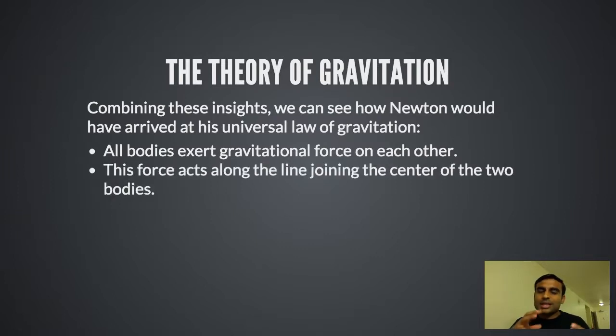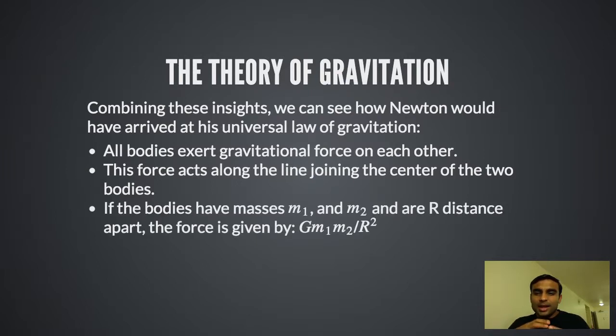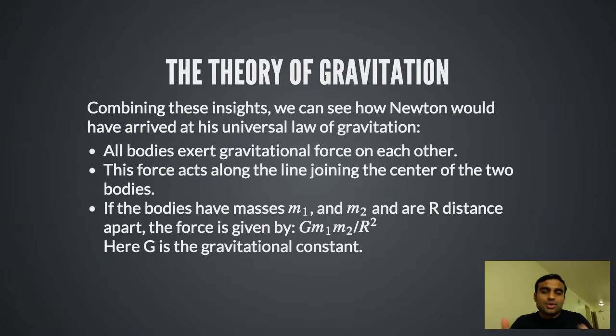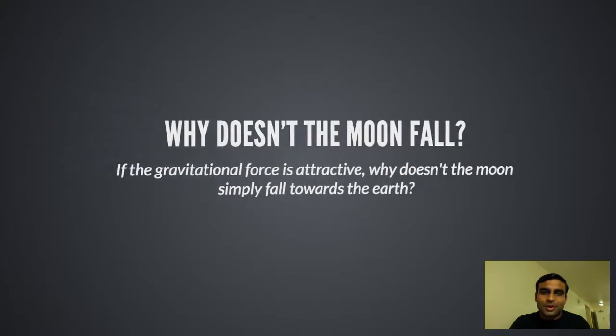This force, and this he proved using Kepler's second law, acts along the line joining the center of the two bodies. If the two bodies have masses m1 and m2 and they are r distance apart, the gravitational force is proportional to m1 m2 upon r square, and G here is the gravitational constant, so that the force is G m1 m2 upon r square.